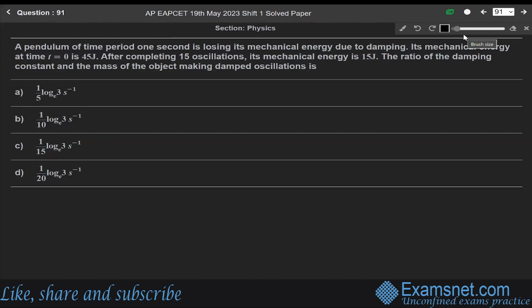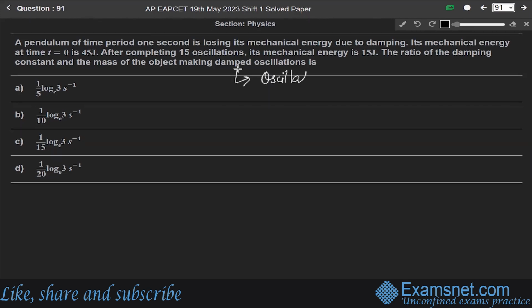So next, question 91. A pendulum of time period 1 second is losing its mechanical energy due to damping. Its mechanical energy at time t equals 0 second is 45 joule. After completing 15 oscillations, its mechanical energy is 15 joule. The ratio of the damping constant and the mass of the object making damped oscillations is? This question is from the chapter of oscillations itself. We are asked to find the ratio of the damping constant b to the mass m of the object, that is b over m.